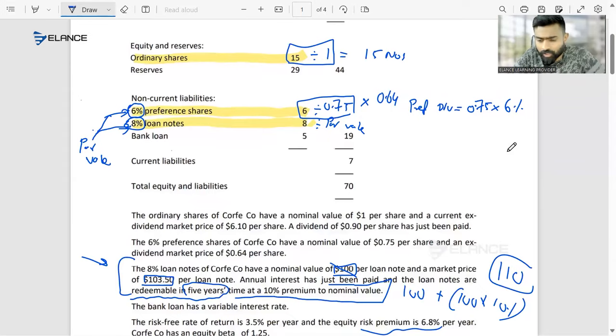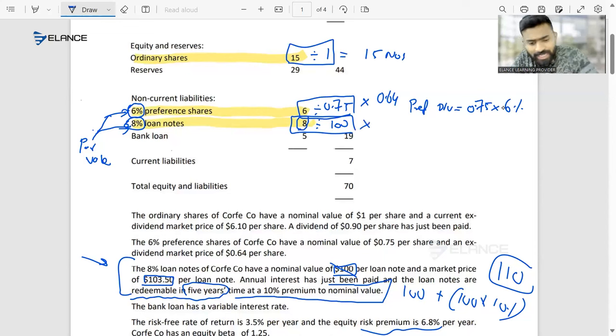Similar to the other instruments, first of all, we need to calculate the number of bonds. Number of bonds will be their capital value divided by their par value. Tradable debt's par value is always how much? It is 100. So 8 million divided by 100, you will get 0.08 million bonds. That many bonds have been issued by the company.